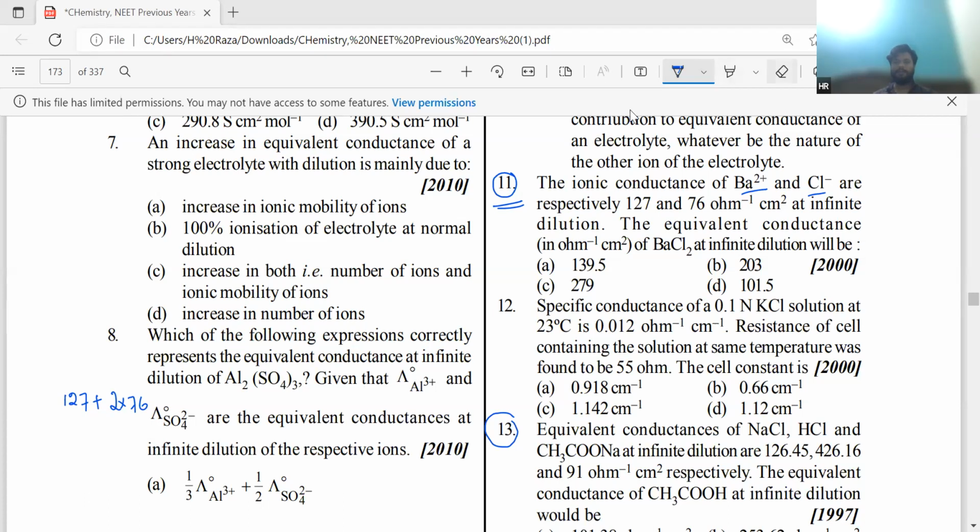So basically, see here that there is equivalent conductance. This is equivalent conductance. And when we talk about equivalent conductance, you just need to add 127 plus 76. Yes, just add it. 127 plus 76. 203 is the answer, Sneha.